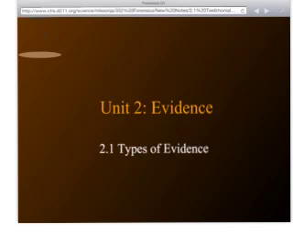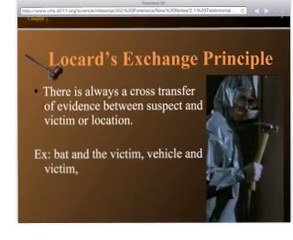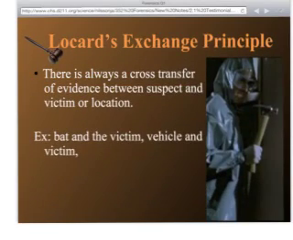Okay, so welcome to your first set of notes. We're going to be starting Unit 2. We're going to be focusing on evidence. And 2.1 is going to be types of evidence. We're going to talk about some basics, and then we're also going to talk about testimonial evidence specifically. So we'll start by talking about Locard's exchange principle.